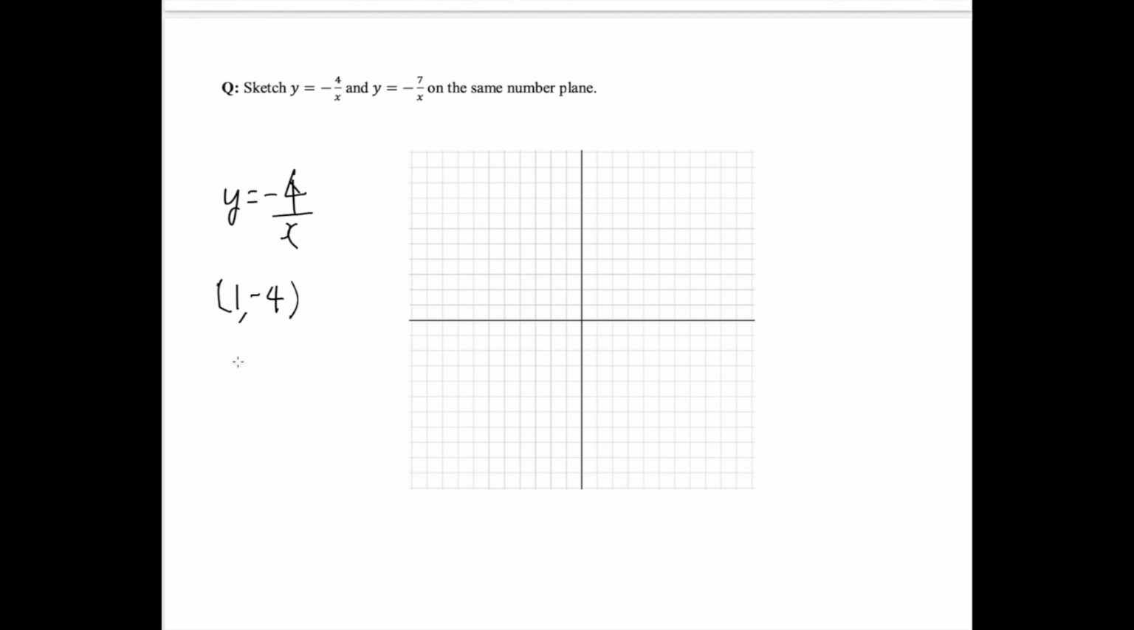And then we have to put in a negative value. So when x equals minus 1, y is equal to 4, right? So we know that this graph will go through these 2 points. So I'm just going to plot them in. So there's 1 and there's minus 4. And here, there's minus 1 and 4. Okay. So these are 2 points that it goes through. And because we know that this is a negative hyperbola, it's going to be in the second and the fourth quadrant. So I'm just going to draw something that looks like this.